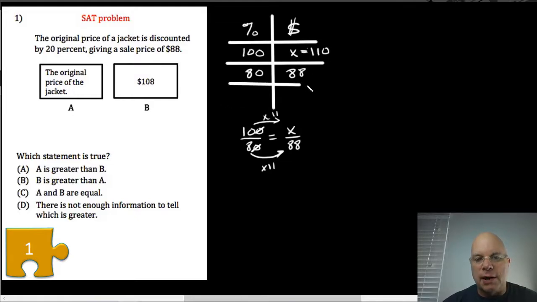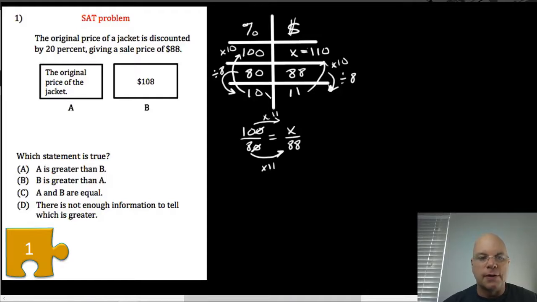I was also thinking about how it's easy to get to 10% from 80%. You just divide by 8 or multiply by an eighth. That gives you 10%, and it's easy to divide 88 by 8, since 88 is a multiple of 8, and you get 11. Then from the 10 to the 100 you use a scale factor of 10, and 11 times 10 gives you the 110 that we already found.